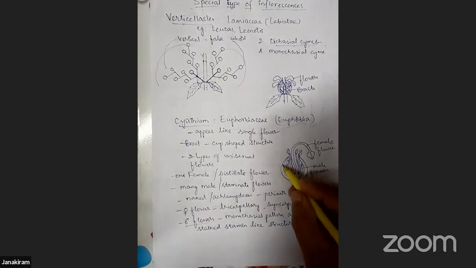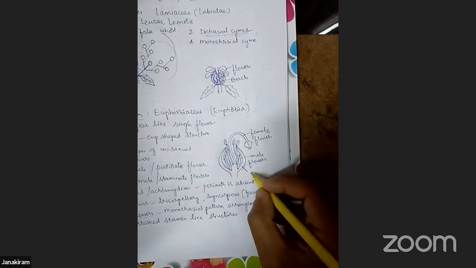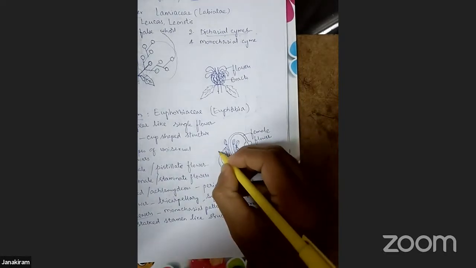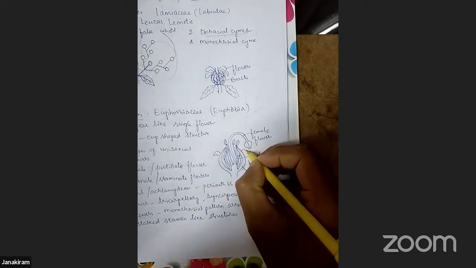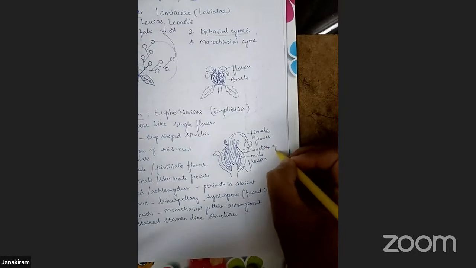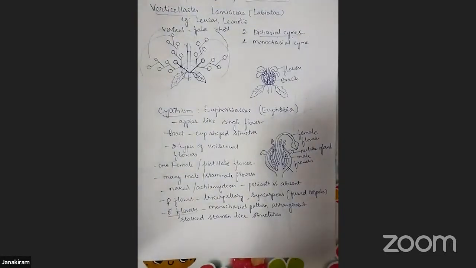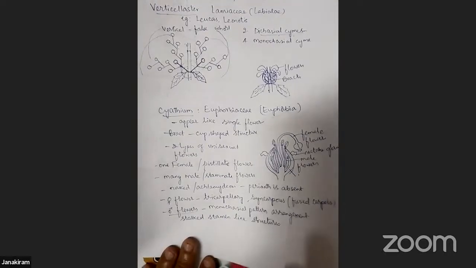And here, as I said, a cup-like structure is present. This cup-like structure is formed because of the involucre of bracts. Outside this cup-like structure, we can also see the nectar gland, that is nectary, which helps in the attraction of insects. So this type of character can be seen in members belonging to Euphorbia. We call this type of inflorescence a cyathium inflorescence.